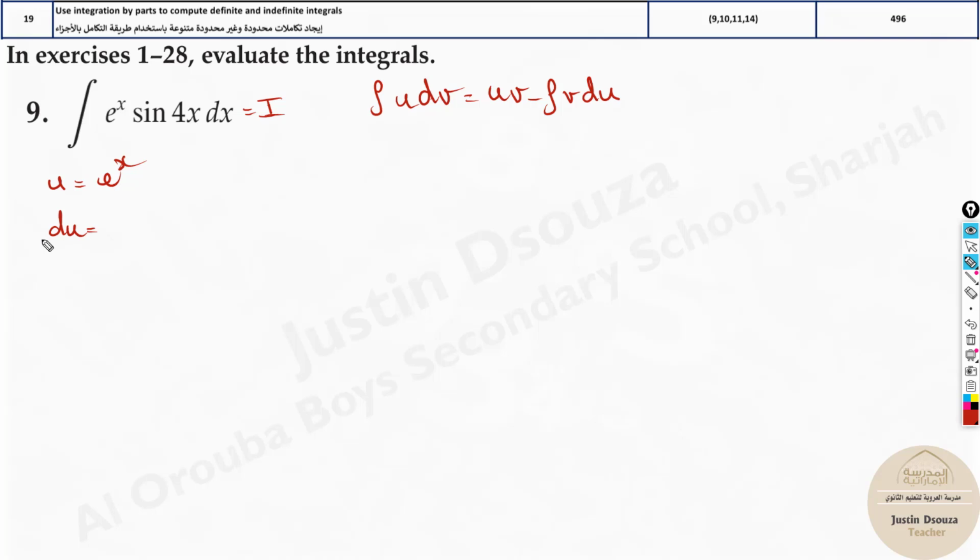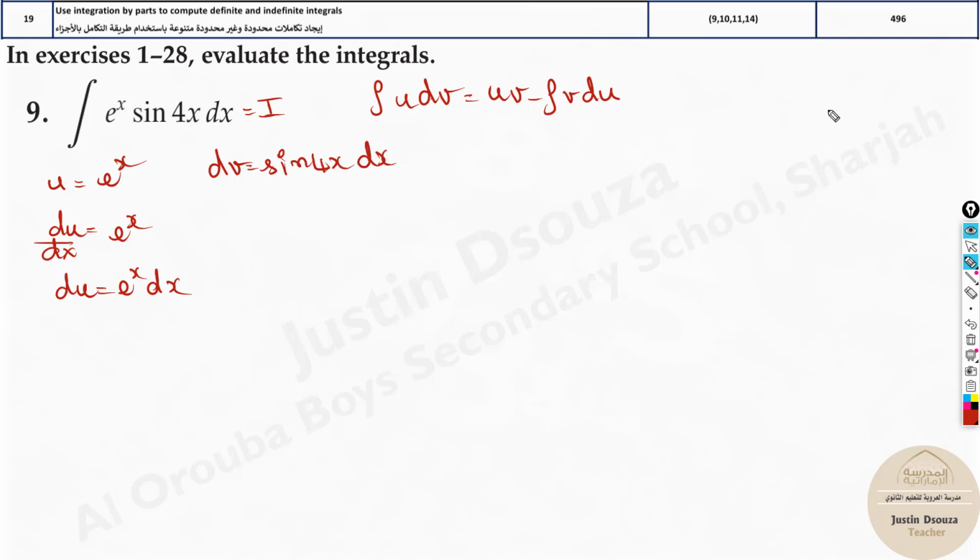So let's derive this. du by dx is the same, e to the power x itself. And now we will write du as e to the power x dx. What about dv? The remaining terms. That is equal to sine 4x dx.